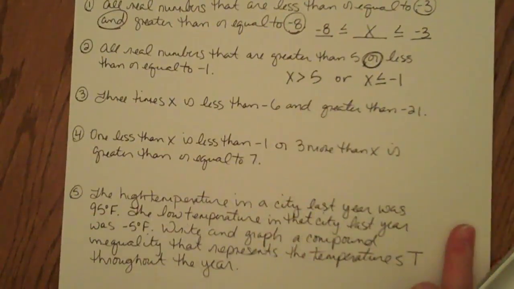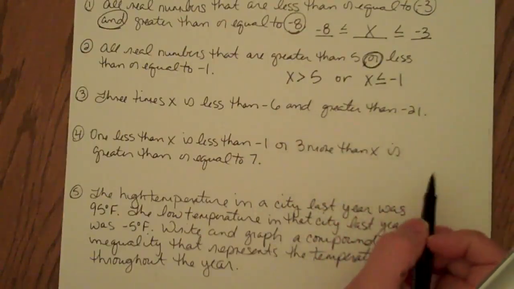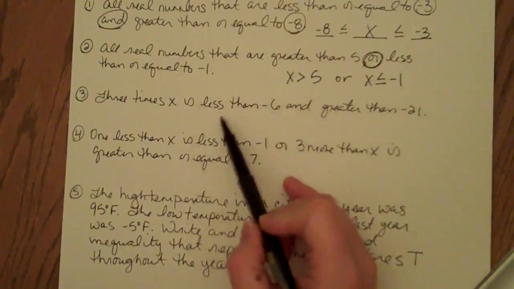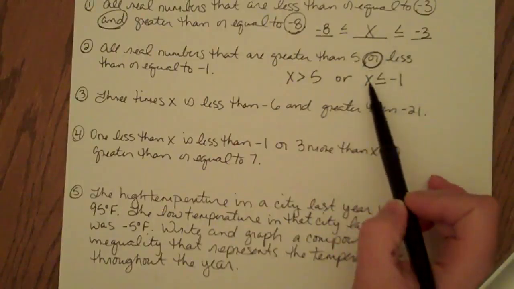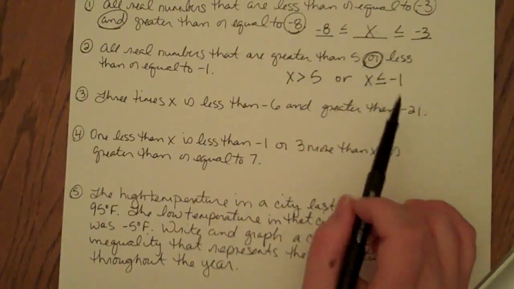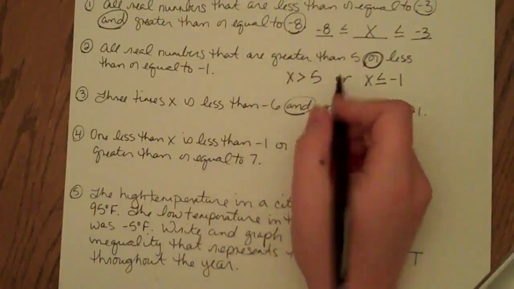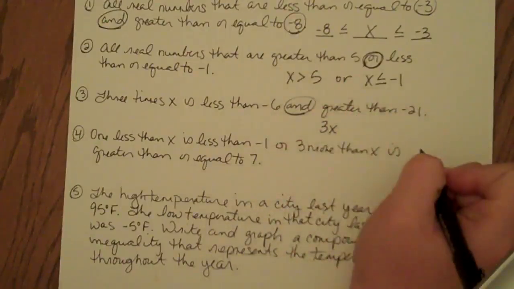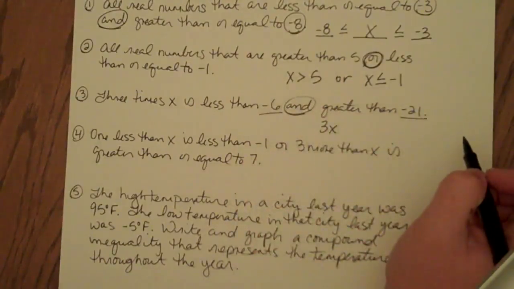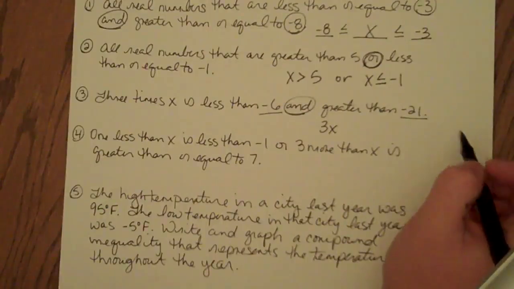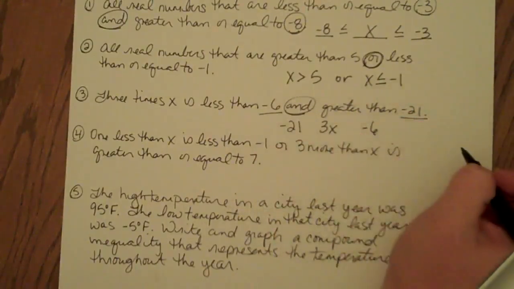Now in number 3 here, we have 3 times x is less than -6 and greater than -21. So this one's a little different because we've got something happening to the x rather than just being a single x like we had in the first 2. So we have a 3 times x. We're told that it's an and. So the 3x is going to go in the middle. For our numbers, we have a -6 and a -21. We know the smaller of the 2 needs to be in the front, so that's the -21. The larger is at the back, which is -6.